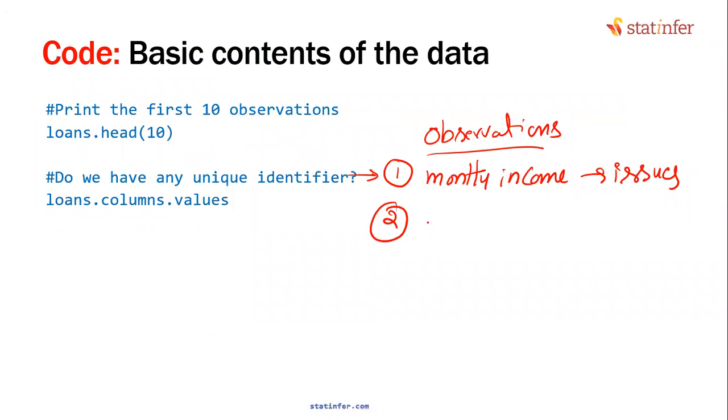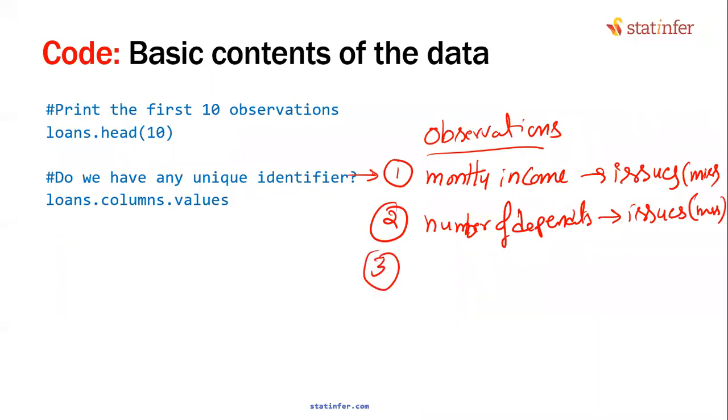Next variable is, what is it? Number of dependents. Very good. Number of dependents also has issues. What is the issue? Missing value issue. What else is the other issue? Somebody is highlighting. Debt ratio looks very high. Debt ratio has outliers. Very good.